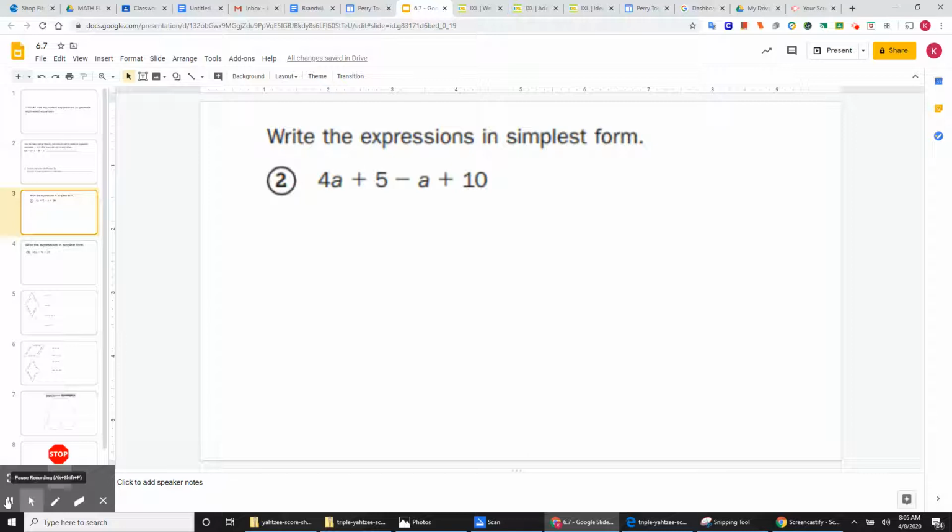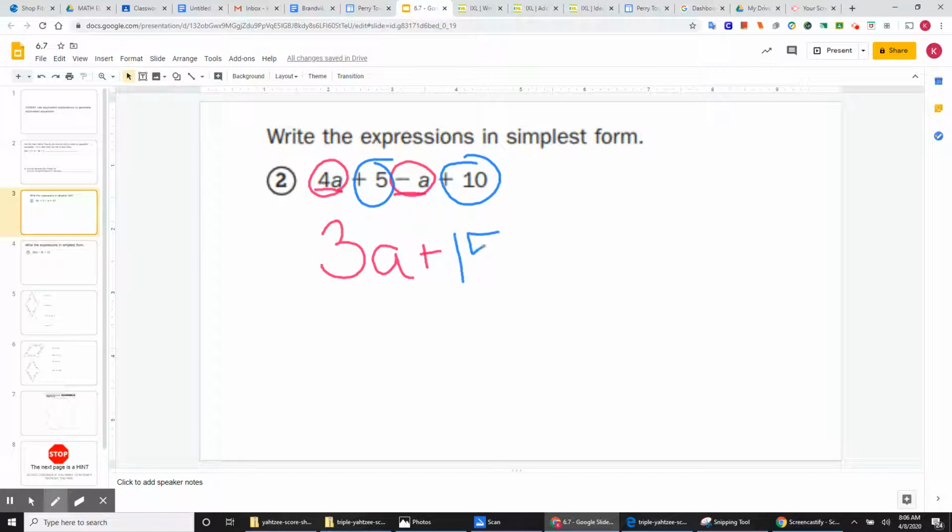Here is another example. Write the expression in simplest form. What that means is write the expression by combining the like terms. So here we have 4a plus 5 minus a plus 10. So these two here have the variable. So I would do 4a minus a, which would be 3a, plus, and then these like terms, 15. 5 plus 10 is 15. So my simplified expression would be 3a plus 15.